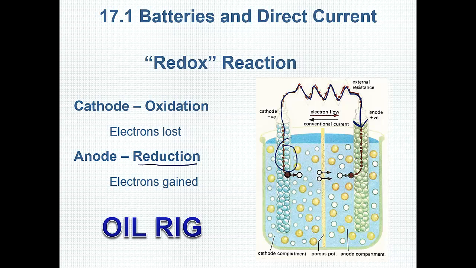So oxidation and reduction reactions occur simultaneously, which is why we call them redox reactions, reduction-oxidation reactions. A mnemonic for that is down here, this word OIL RIG, and the way to remember that is oxidation is loss of electrons, and reduction is gain of electrons. So again, oxidation occurring here, it's losing electrons to the circuit, and reduction occurring here, gaining electrons from the circuit.